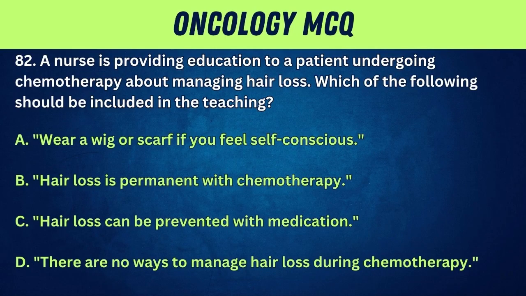82. A nurse is providing education to a patient undergoing chemotherapy about managing hair loss. Which of the following should be included in the teaching? A. Wear a wig or scarf if you feel self-conscious. B. Hair loss is permanent with chemotherapy. C. Hair loss can be prevented with medication. D. There are no ways to manage hair loss during chemotherapy.